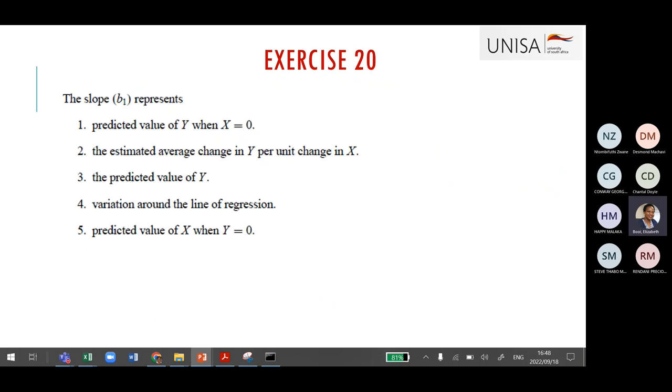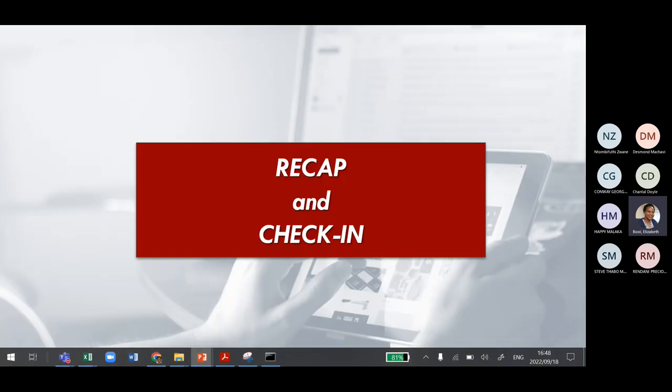So there are so many other practice activities that you can follow before you write your assignment and for preparation for your exam. Are there any questions or comments or queries before we end?